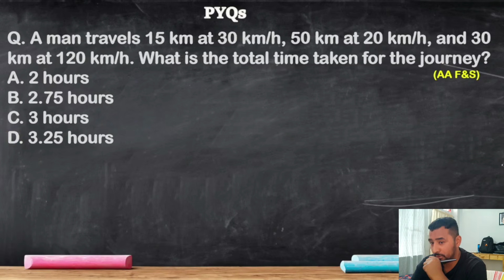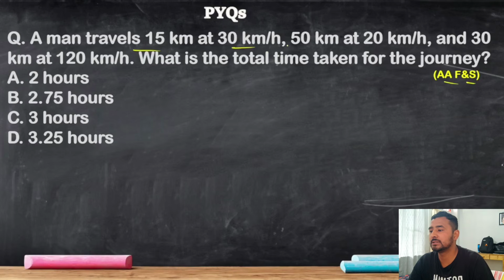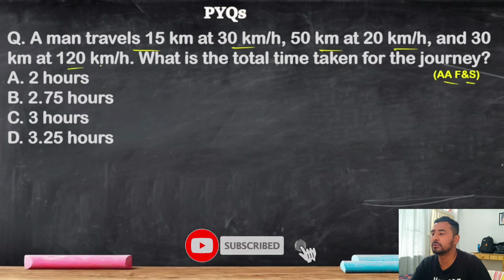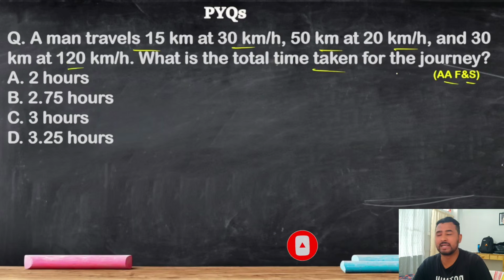Okay, let's see one more. This has come in the Account Distance, Food and Supply exam. A man travels 15 kilometer at 30 kilometer per hour, 50 kilometer at 20 kilometer per hour, and 30 kilometer at 120 kilometer per hour. What is the total time taken for the journey? Let's see.